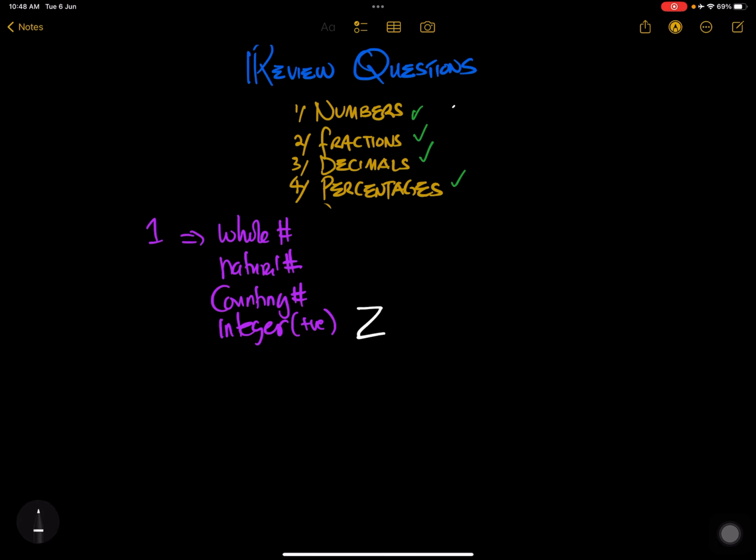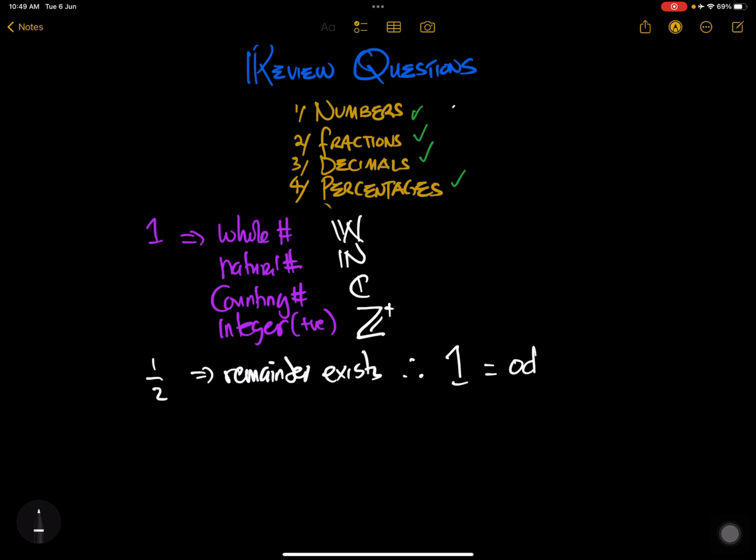It's a positive integer. And we said it's a counting number, a natural number, a whole number. But we can also see that when we divide 1 by 2, a remainder exists. Therefore, we can say that the number 1 is an odd number. We can write it here. It's an odd number as well.